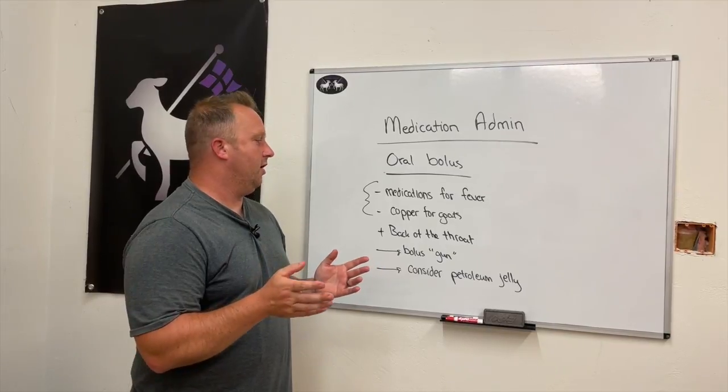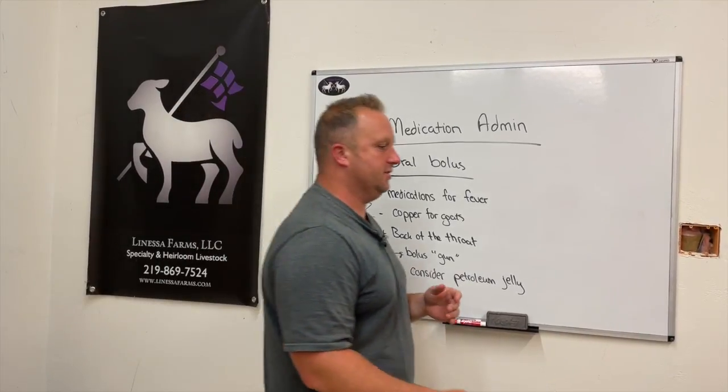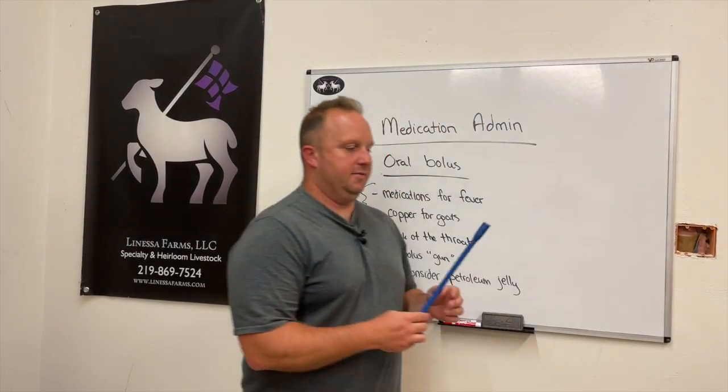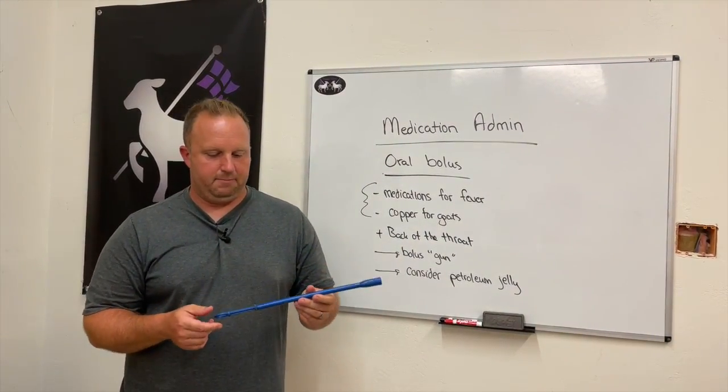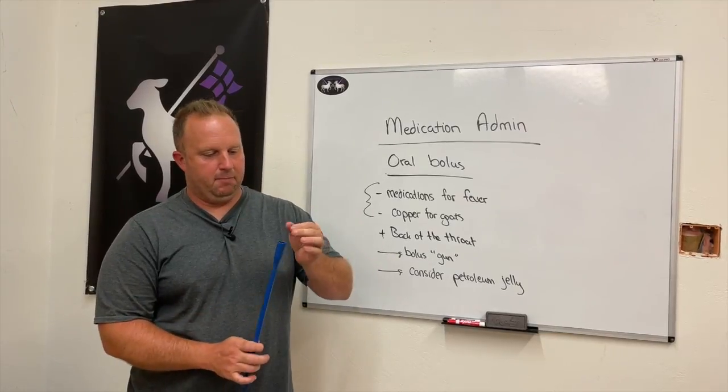And this is where our bolus gun comes into play. Our bolus guns can be made out of metal or plastic. You can get these at your farm supply store. And there's actually a plunger inside of here. So I would drop my bolus in here.